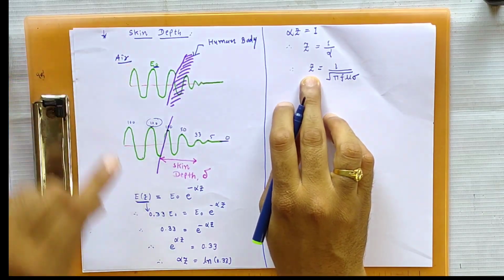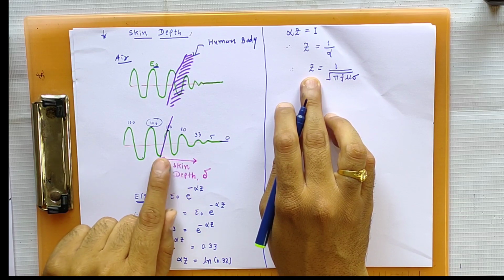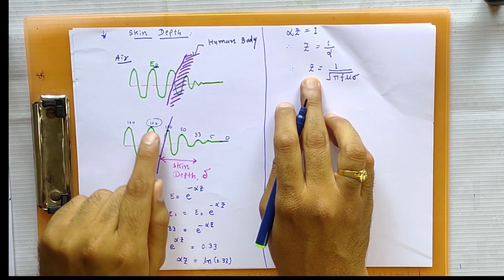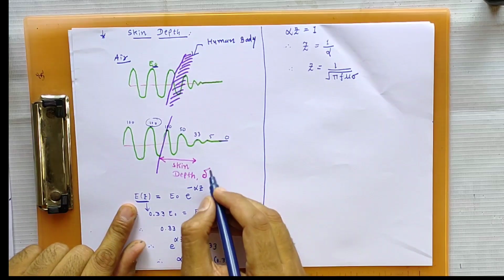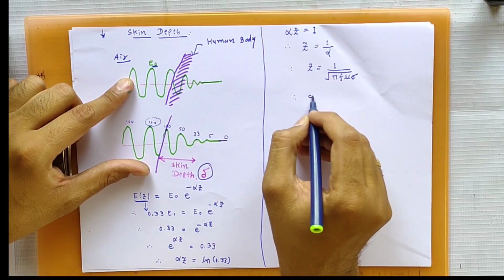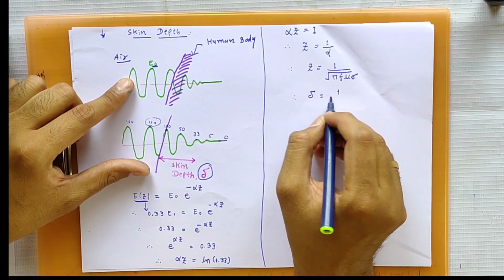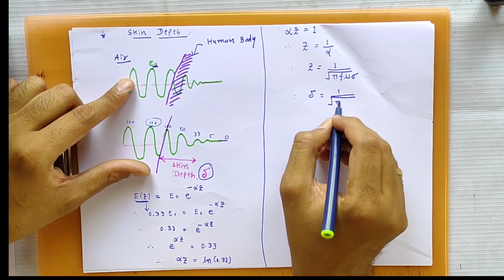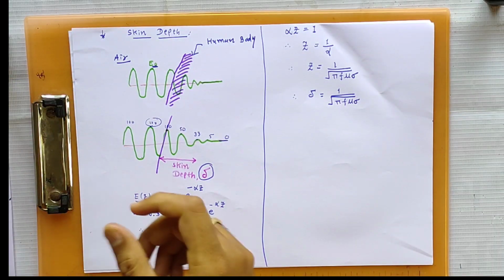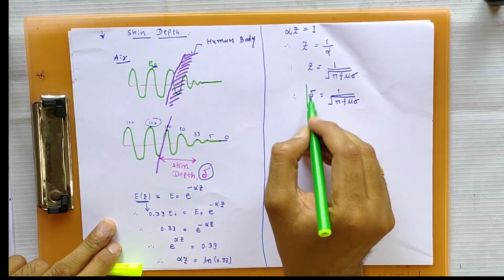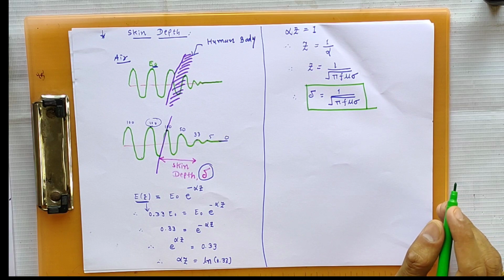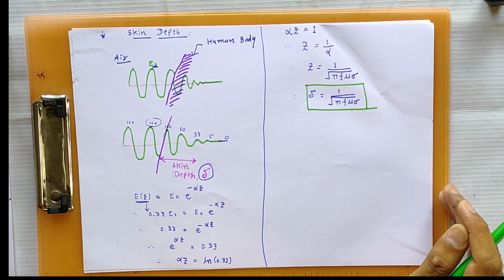What is z? z is nothing but the distance traveled by electromagnetic wave inside the good conductor where its amplitude becomes 33% of its maximum amplitude. Here we denote it using the del sign. So del equals 1 upon under root of pi f mu sigma. This is the equation of skin depth, and this effect is known as the skin effect.